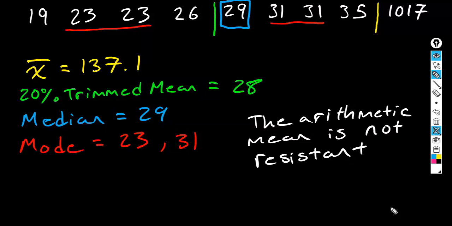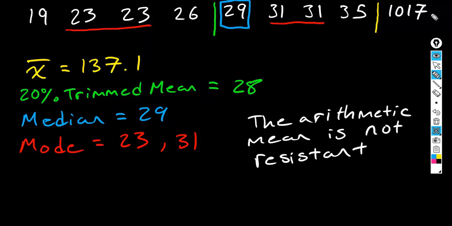All right, so it is the one that is clearly most affected by outliers. That 1017 pulled our average up quite a bit, right? That 137 takes it pretty far away from the rest of our data, and would indicate, hey, maybe this isn't really representative, right? So most of our data is between 19 and 35. The vast majority of it is. So if our mean is 137.1, that could cause some problems depending on what we're trying to do with it, right?